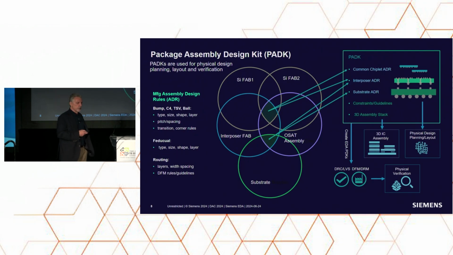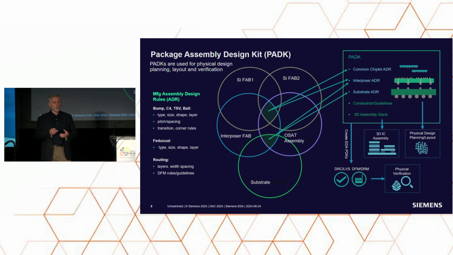Okay, this is an interesting slide. We call this package assembly design kits. Now again, when we're designing this, we have multiple manufacturing vendors involved, or potentially. So in this example, we have two different chiplet vendors, Fab 1 and Fab 2. We have an interposer fab that could be a separate manufacturer. Then you have your OSAT and you have your substrates.